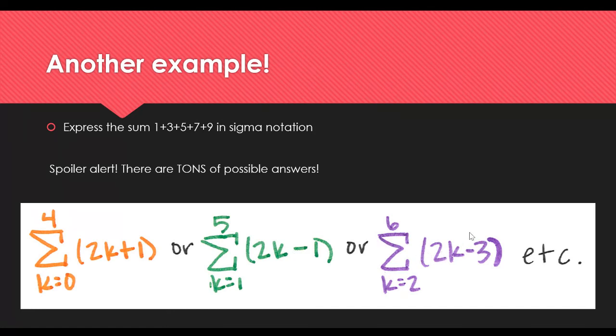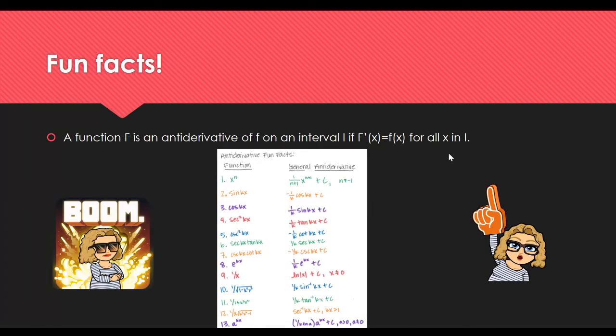Or you could say 2k minus 3 and go from 2 to 6 or whatever. But since we're skipping every other number, that's why you've got to do a 2k and then either add 1 or subtract 1 because it's odds and not evens. If it was like 2, 4, 6, 8, I could just do 2k and say go from 1 to whatever. So that's kind of how that works.